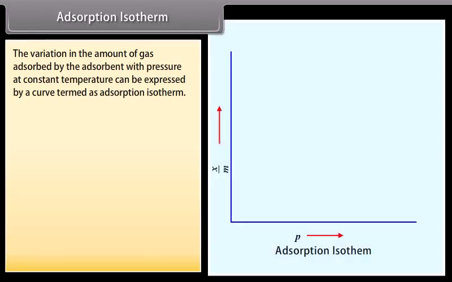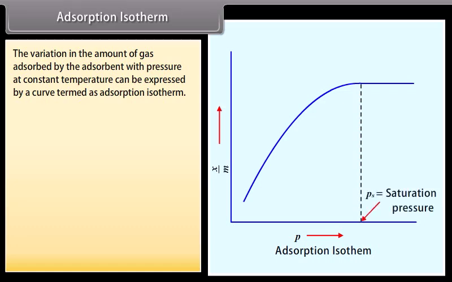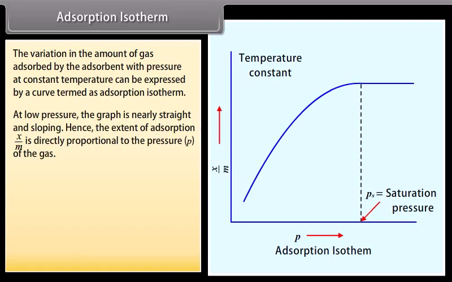Adsorption isotherm. The variation in the amount of gas adsorbed by the adsorbent with pressure at constant temperature can be expressed by a curve termed as adsorption isotherm. At low pressure, the graph is nearly straight and sloping. Hence, the extent of adsorption x/m is directly proportional to the pressure of the gas. This can be expressed as x/m ∝ P^1.